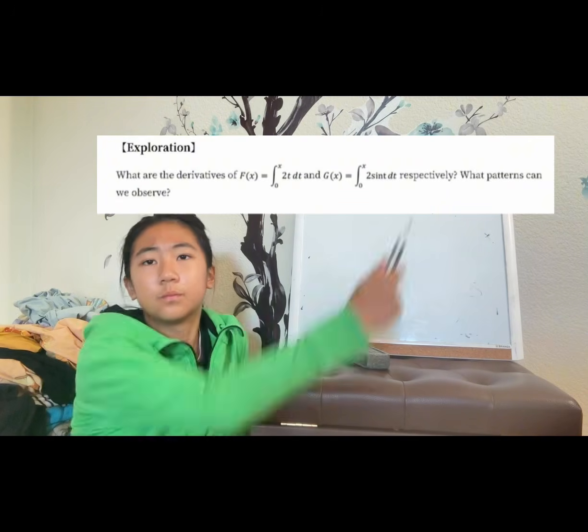Anyways, exploration. This is the exploration. What are the derivatives of f(x) equal to the integral from 0 to x of 2t dt, and g(x) equal to the integral from 0 to x of 2 sine t dt, respectively? What patterns can we observe? Okay, so let's do it the proper way, because why not?